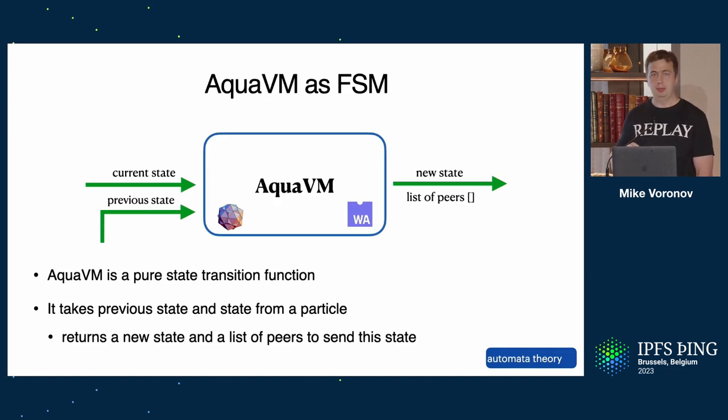One way to consider AquaVM is to consider it as a finite state machine. This finite state machine takes two states, the so-called current state and the previous state, and produces a new state and a list of peers where the state should be sent by some runtime. We don't care here about networking, only about algorithms on this level. And this function is a pure function. It's compiled to WebAssembly. It doesn't have any imports. Because of that, it's really simple to port anywhere. For example, now we are working to run it on the Filecoin virtual machine because we want to use the Filecoin layer for payments. And it's really simple.